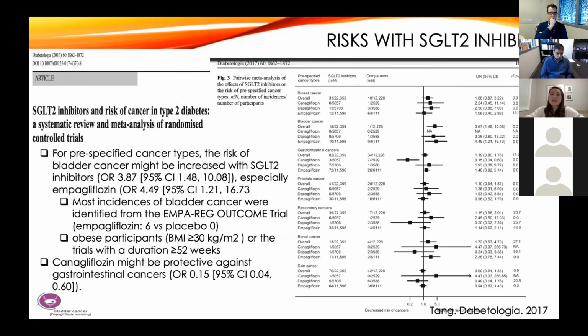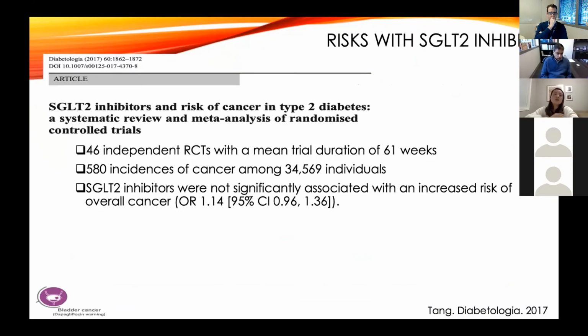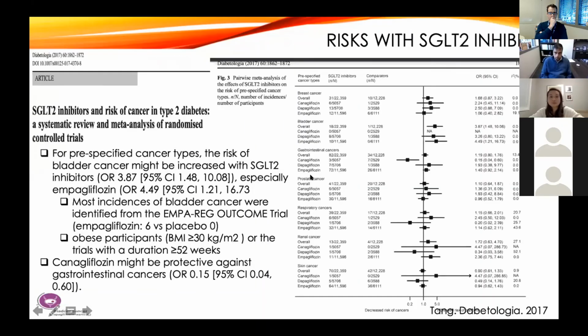Now, how about cancer? They looked into 46 independent RCTs with a mean trial duration of about 61 weeks. What they found was about 580 incidents of cancer among 34,000 individuals, and SGLT2 inhibitors were not significantly associated with an increased risk of overall cancer.